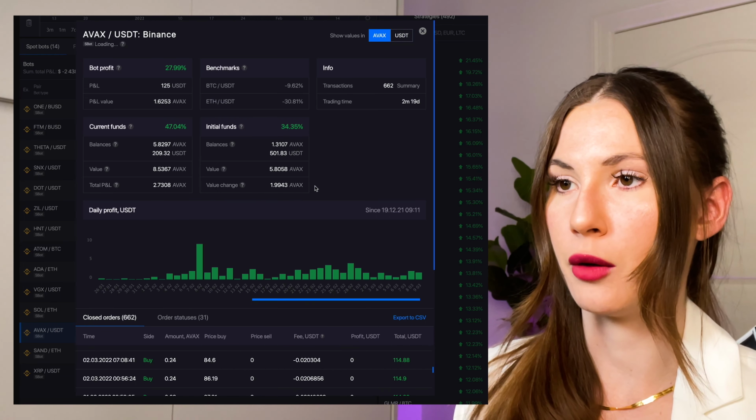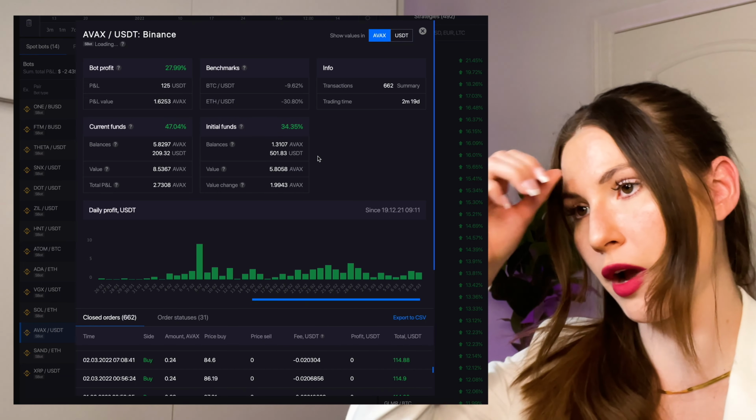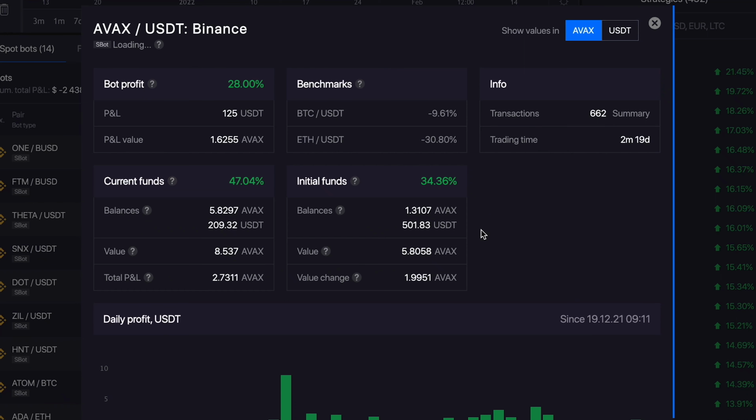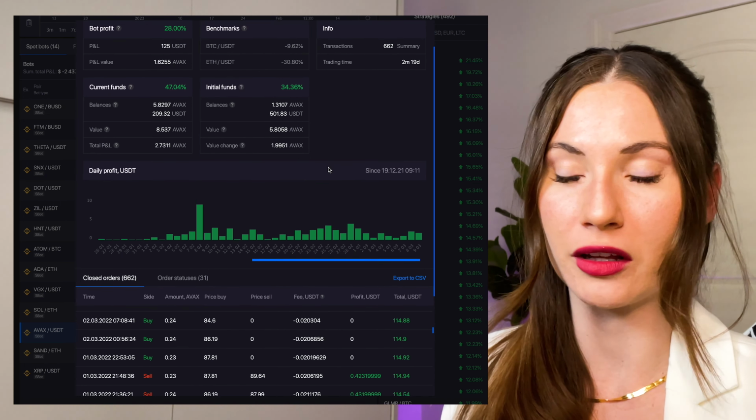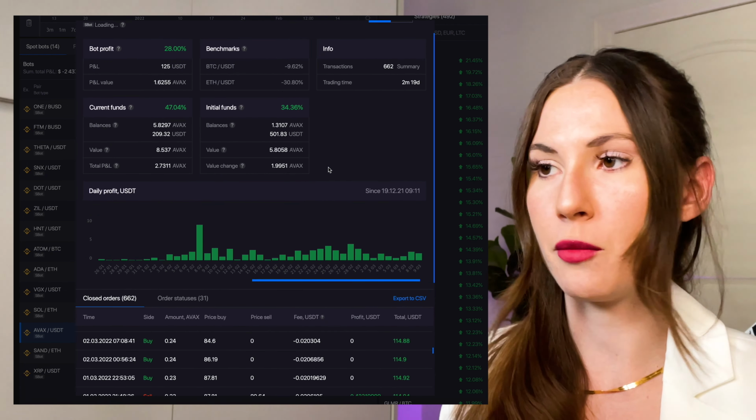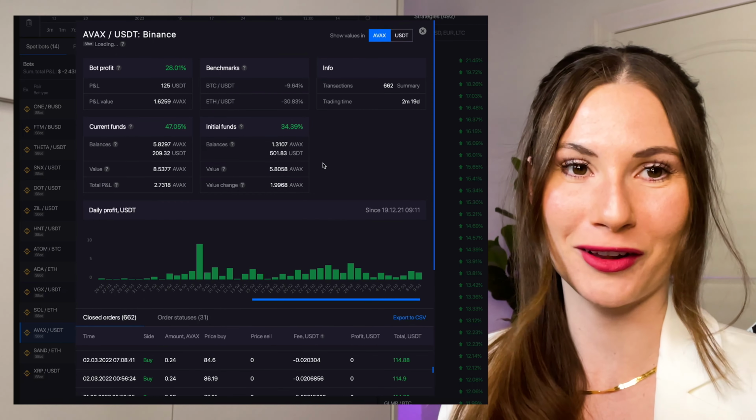So if you were to close the bot when it is in AVAX, you would actually get a profit. You wouldn't want to close it when it was all invested in USDT because you would lose money if you closed. So yeah, this is really handy. I think it's super user-friendly, especially for beginners. Okay, so let's get back to the grid bot trading strategy.